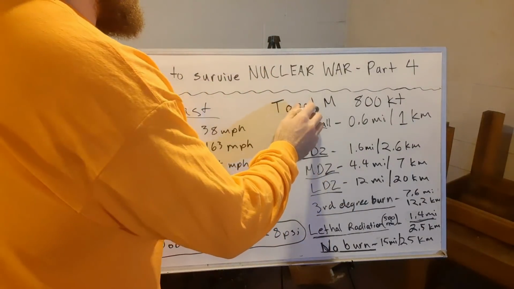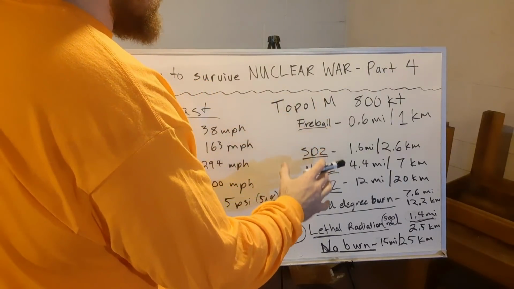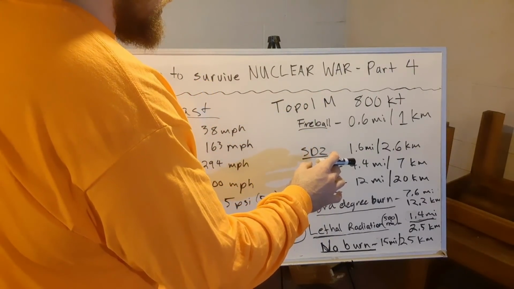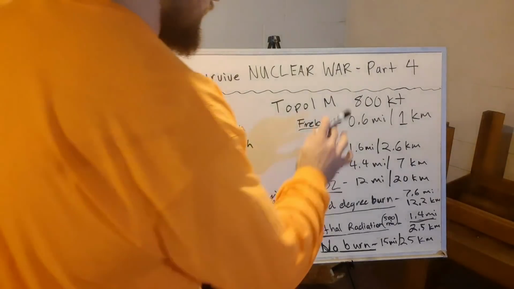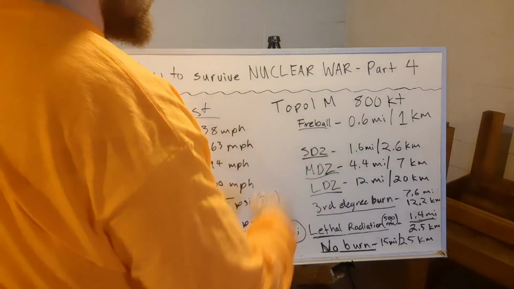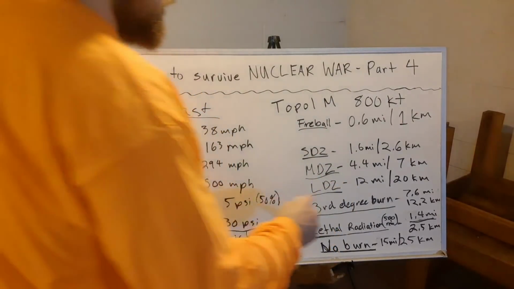And this is assuming that they detonate this bomb for the maximum effects of blast and thermal radiation, okay? So this will be some kind of an air burst. It's not going to be a surface burst, but they could do a surface burst. If they do a surface burst, it'll be similar numbers here. It's just that the fallout radiation would be different.